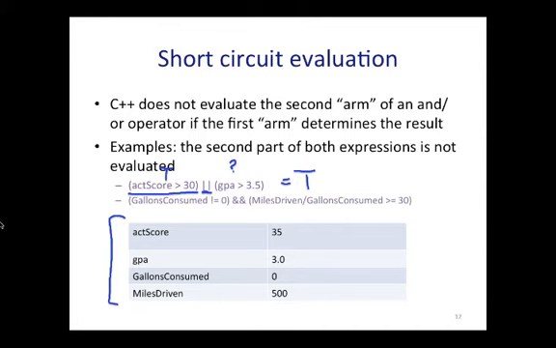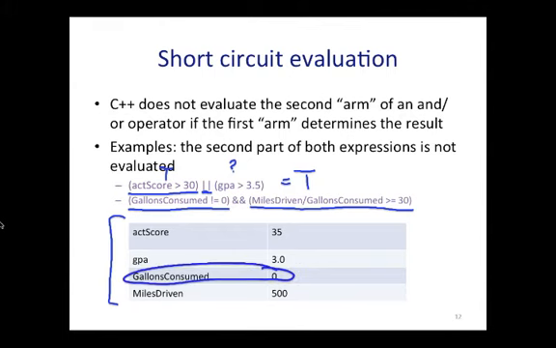And that has some rather nice consequences. For example, we might not want to do our miles per gallon calculation if gallons consumed is equal to 0. So what we can do is first ask, is gallons consumed not equal to 0? And only if gallons consumed is not equal to 0 do we want to divide miles driven by gallons consumed. So let's say in this case that gallons consumed is 0. Well, what happens is this statement is false. Gallons consumed is 0, and therefore it is not not-equal to 0.